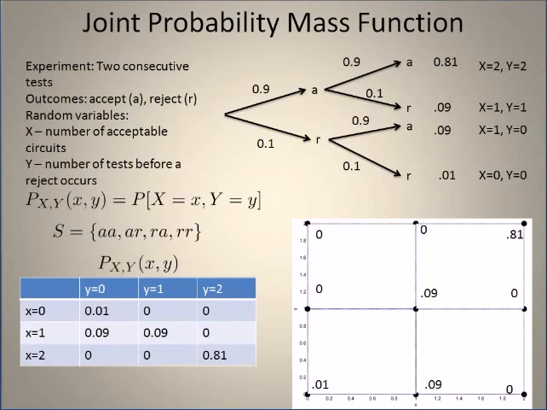So, consider an experiment in which we have two consecutive tests of circuits. Each test has two possible outcomes. That is, the circuit is either accepted or rejected. We use the letter A to denote accept and the letter R to denote reject. So, the random variables are X and Y, where X denotes the number of acceptable circuits in these two tests and Y denotes the number of tests before a reject occurs.